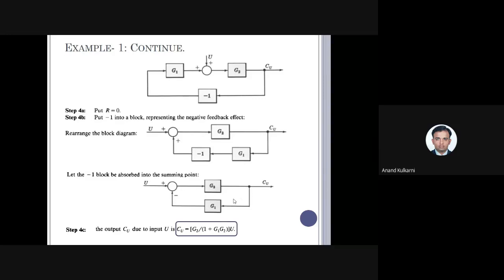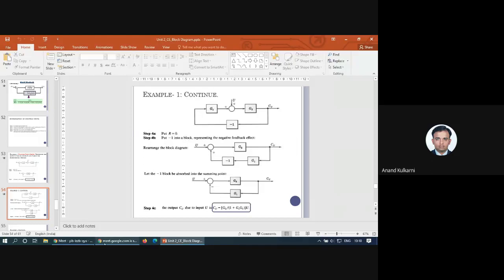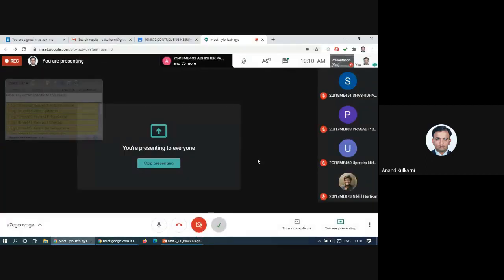Answer will be G2 divided by 1 plus G1 G2. Hope this problem is clear. Okay, have you understood this type of problem? We'll solve one more problem.